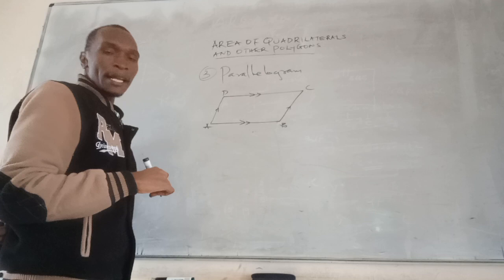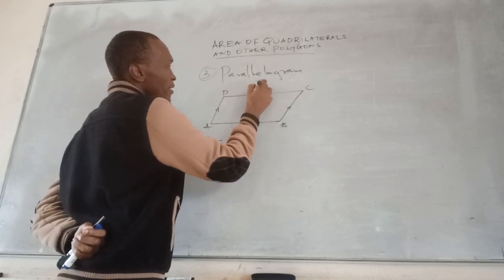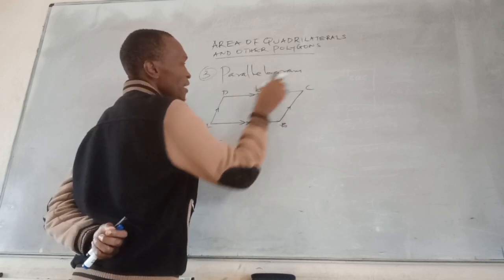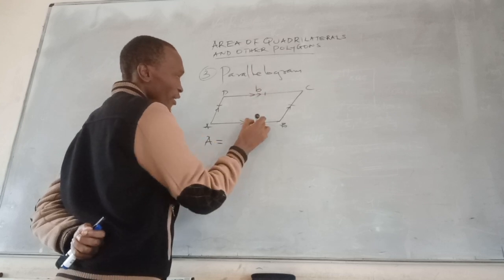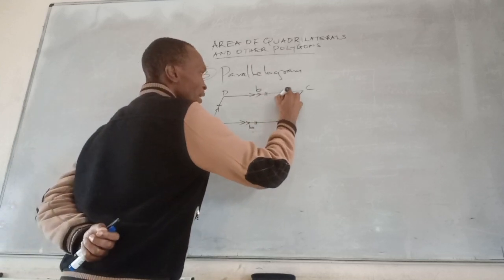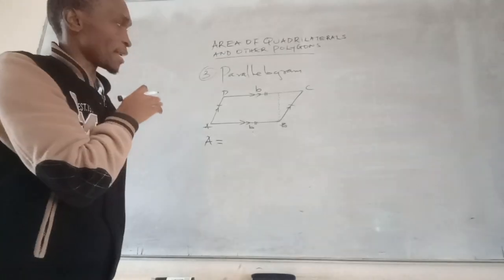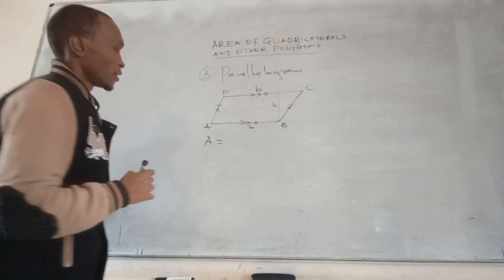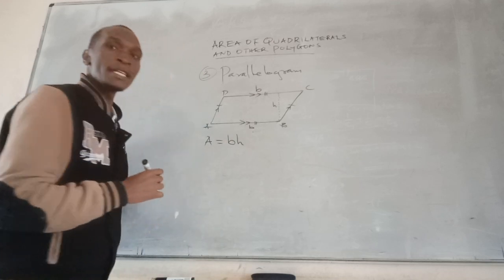So how do we find the area of a parallelogram? We can name this as B, and this is B, because these two sides, AB and DC, are equal. AD and BC are also equal. So we must be able to get the distance between the two parallel lines, that is line AB and DC. So this gives us H. So area of a parallelogram equals BH, that is B times H.